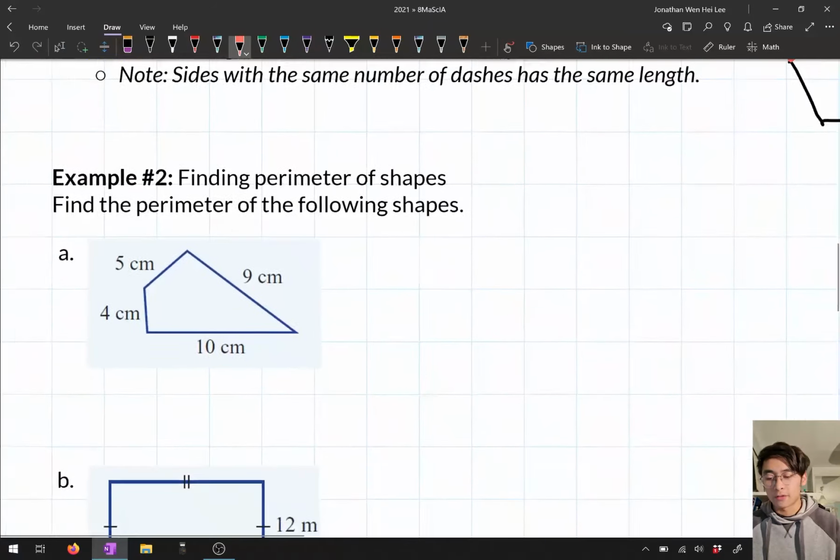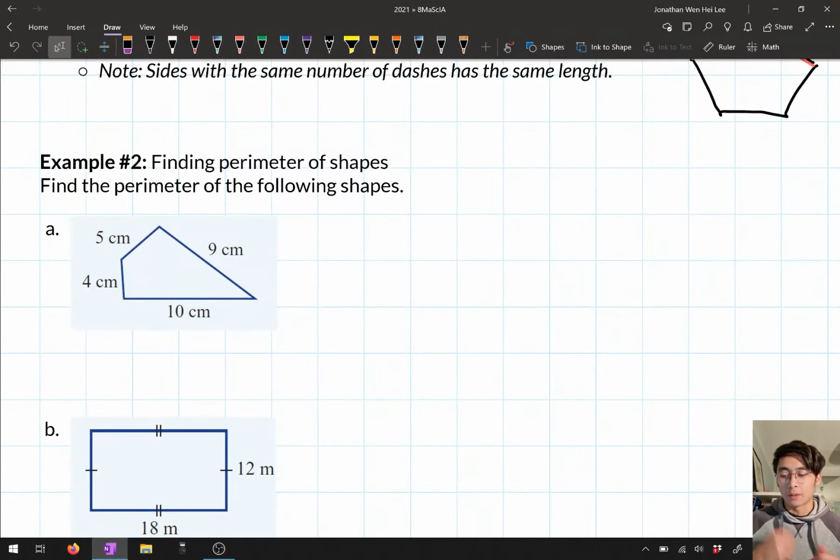The first one here. So example 2, finding the perimeter of shapes. Find the perimeter of the following shapes. Let's have a look at this first one, A. Now, when we're trying to find the perimeter, what we want to do, we first check that all our length measurements are the same unit.